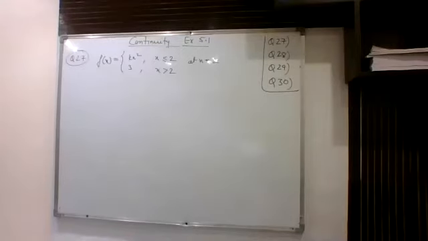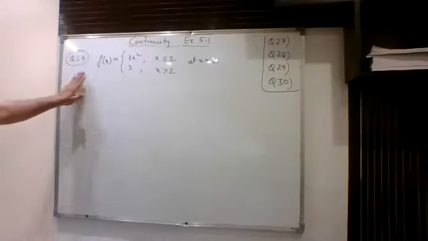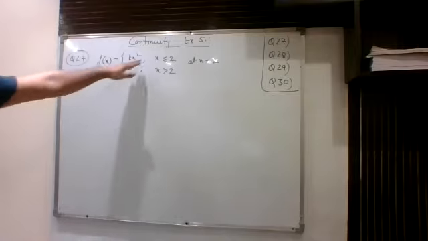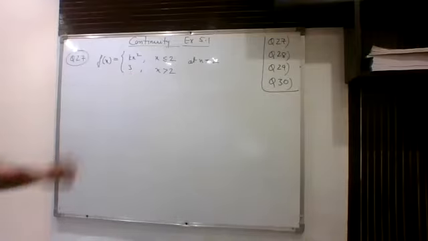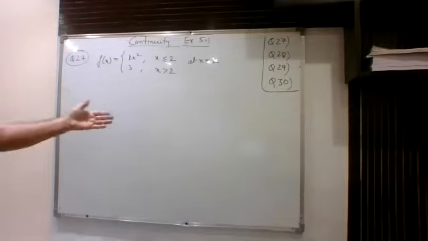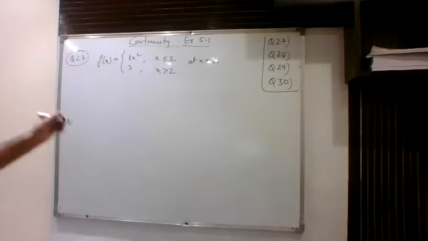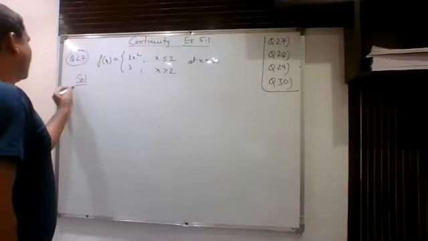Okay, so next is this 27th question of NCERT. This function is given, it is defined in this manner, and it is given that this function is continuous at x is equal to 2. Now the question is to find the value of this k. So here, this is how you will write your answer.